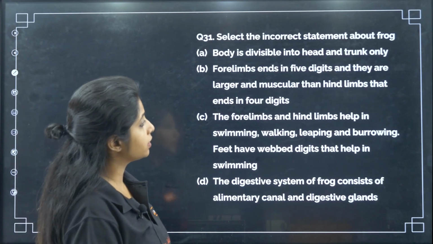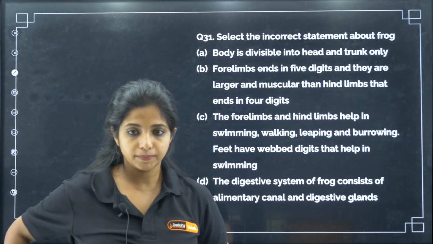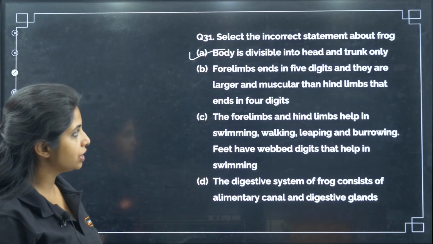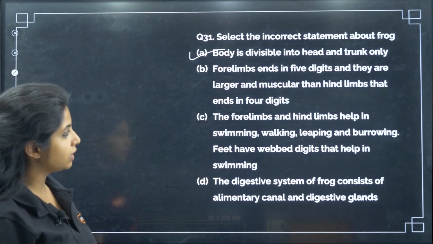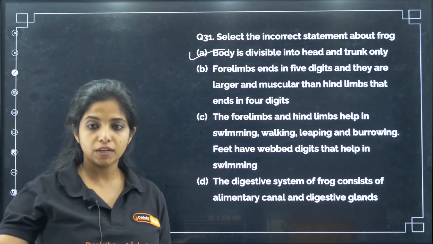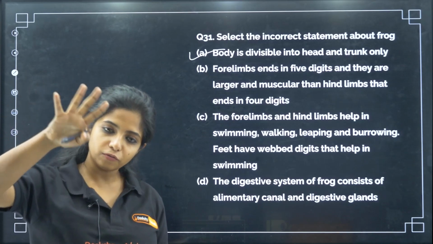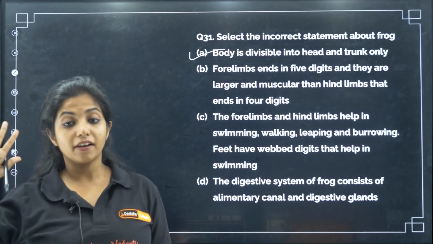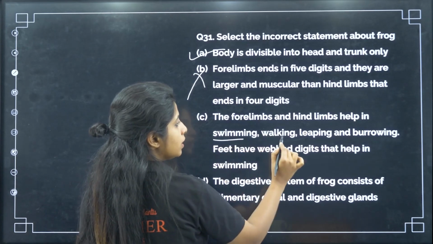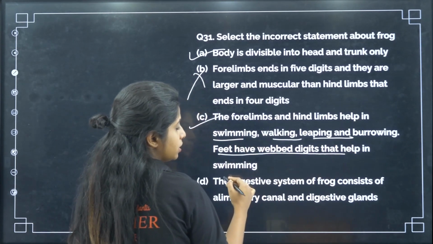Now select the incorrect statement about frog. Body is divisible into head and trunk only. Correct. Forelimbs end in 5 digits and they are larger and more muscular than hind limbs that are ending in 4 digits. Wrong. Hind limbs are the ones with 5 digits. Forelimbs, the ones in the front, have 4 digits. The ones in the front have 4 digits, the ones in the back have 5 digits. The forelimbs and hind limbs help in swimming, walking, leaping, burrowing and all this. Yes. And feet have webbed digits that help in swimming.